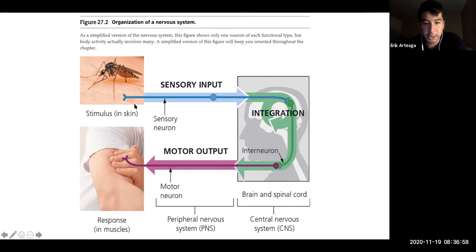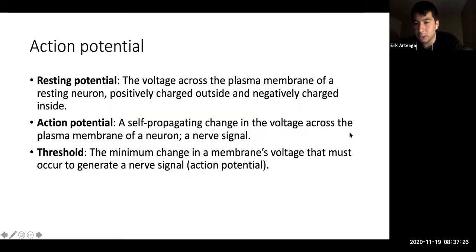So stimulus on skin. This is the peripheral nervous system going into the central nervous system. We have that processing. Then we have that motor neuron output, which is going to be the motor neuron telling your hand to smash the mosquito. This is a very delicate and intricate process that occurs very rapidly. It's very important that your body is able to pick up on stimuli and utilize the stimuli in order to have an output or a response to that.